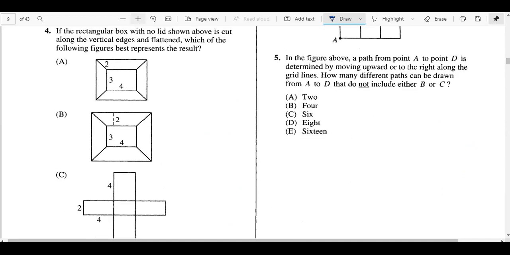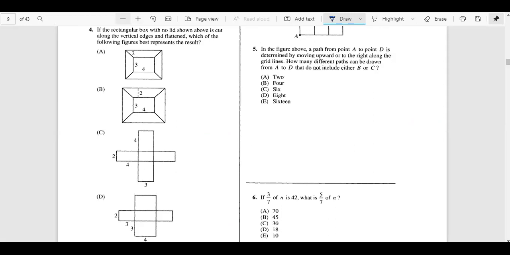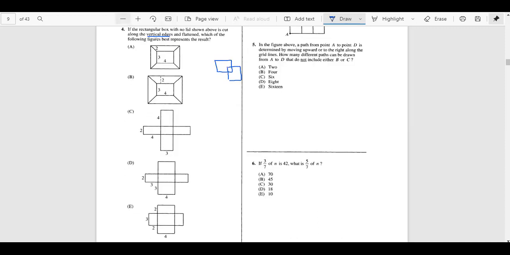Let's talk about the fourth question now. If the rectangular box with no lid shown above is cut along the vertical edges, think of a rectangular box, and you first have to cut it along the vertical edges, right? Do you understand what the vertical edges mean? Basically, think that this is your rectangular box. Just a second, I'm sorry, I need to show you the actual box. We have that in the question.